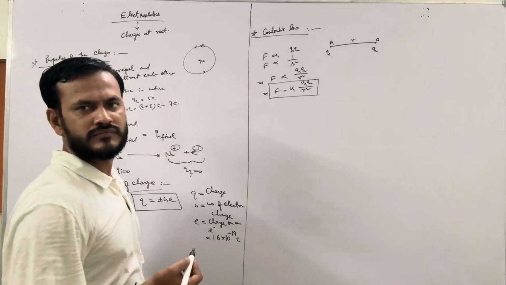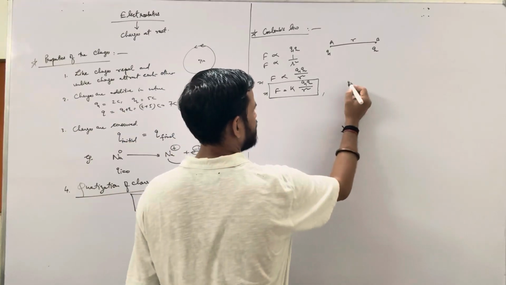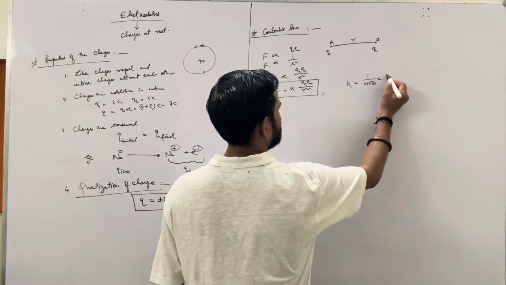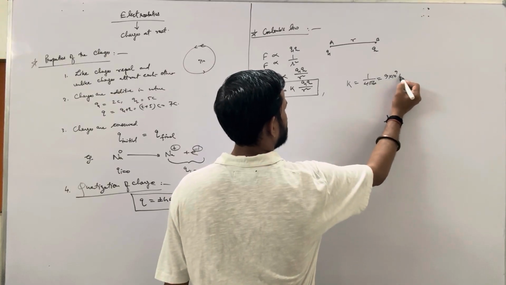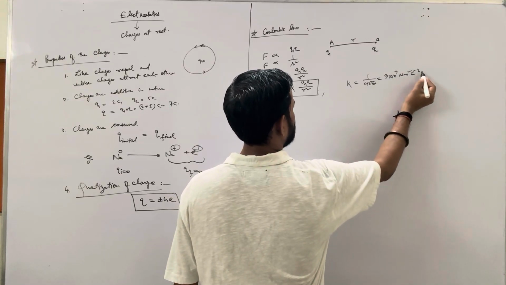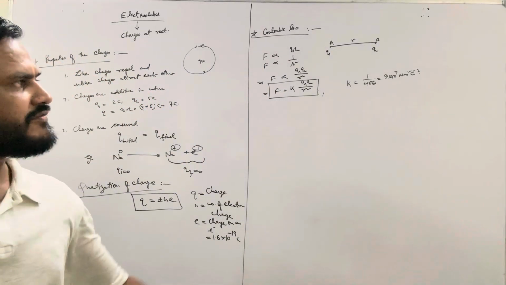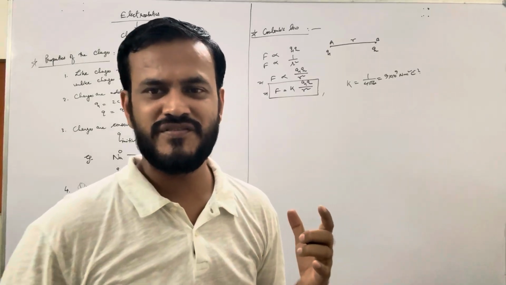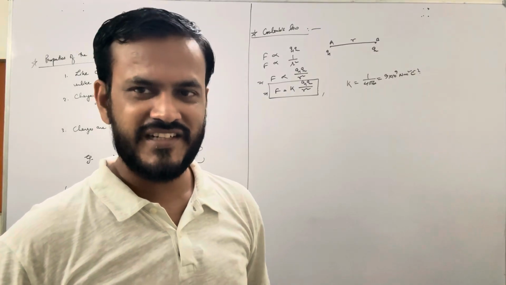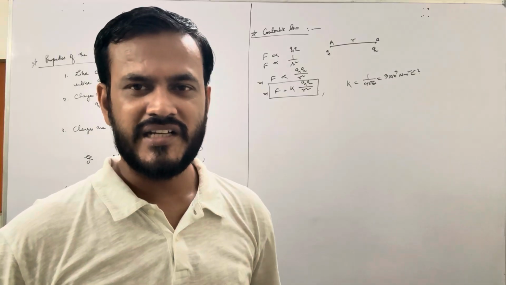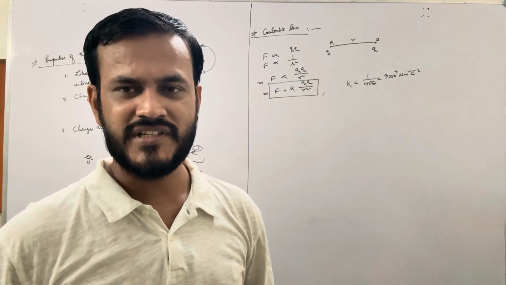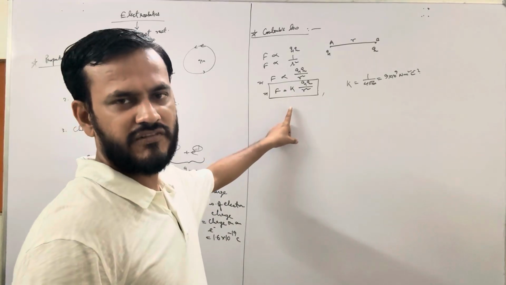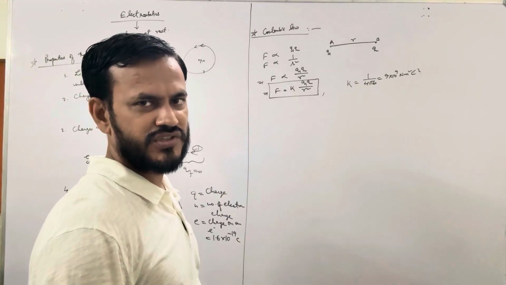where K is a constant. K is 1 by 4 pi epsilon naught, whose value is 9 into 10 to the power 9 newton meter square per coulomb square. You see, the very high value of constant K shows that the electrostatic force is very strong, really very strong as compared to gravitational force, guys. So using this formula, one can find the force between two charged particles.